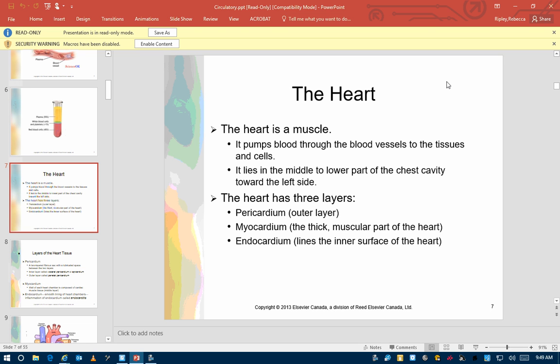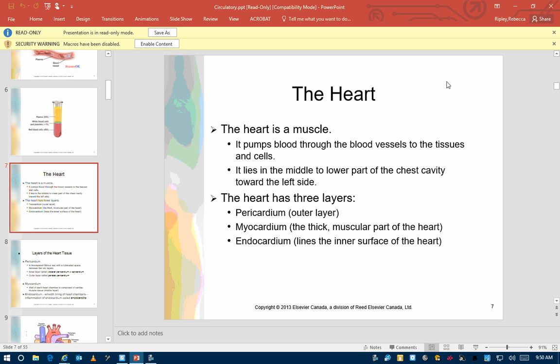Okay, so your heart's kind of your main guy there. It's going to pump the blood throughout the rest of your body. It's in the middle, slightly to the left of your chest cavity behind your breastbone, and about the size of a fist-ish. So it has 3 layers.